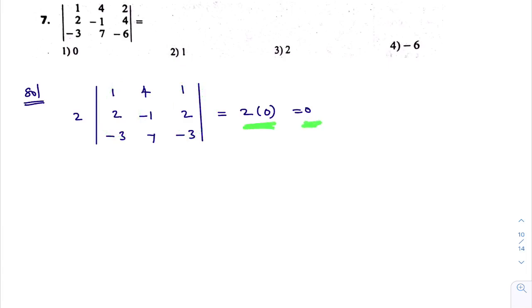So 2 into 0 is 0. So the answer is 0. By seeing the question itself, there is no need for this step. If I take 2 common here, these columns are identical, so the value of the determinant is 0. Like that, you can write the answer directly. Or else, if you expand this, then also you will get the answer 0. For this, the first option is the right option.